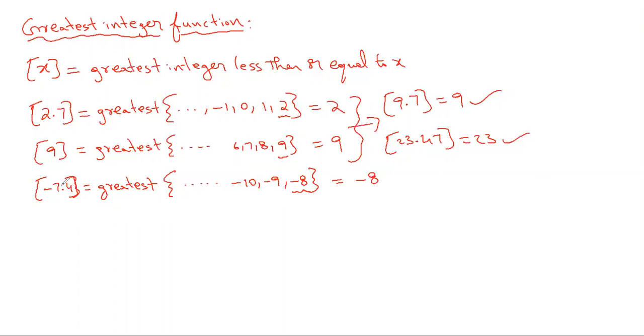So this is not similar to the positive numbers case. In the positive numbers case, you just ignore the decimal part. But whereas with negative numbers, you cannot ignore the decimal part. If you ignore the decimal part, you'll get -7, which is not the answer. Right?